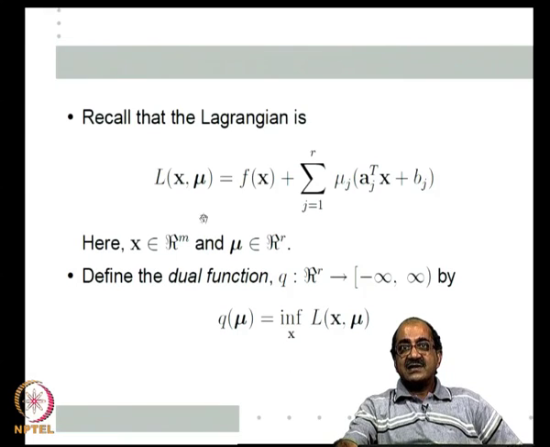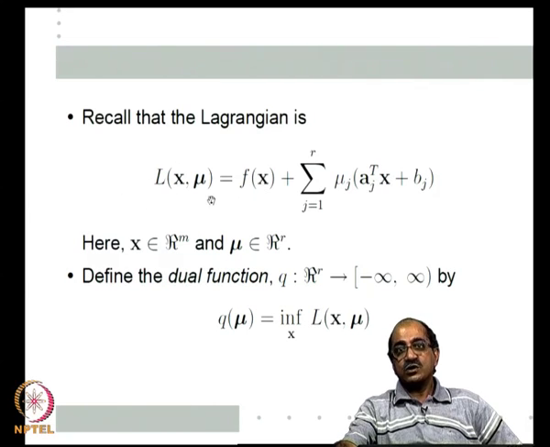Similarly, if I say f(x star) is equal to the minimum over x of L(x, mu star), that means q(mu star) will be L(x star, mu star), which will be equal to f(x star).